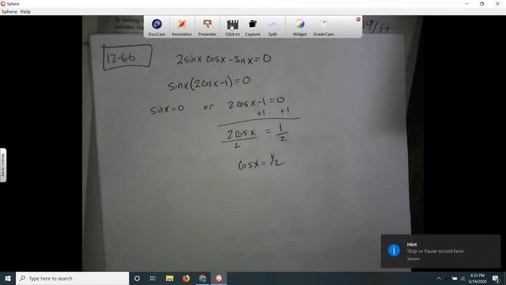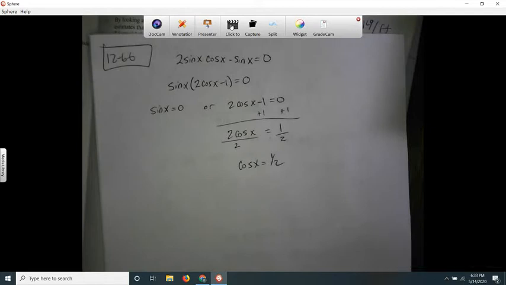Here's Integrated 3, 12-66. It says solve 2 sine x cosine x minus sine x equals 0 in the domain x is in between 0 and 2 pi. That domain part, all it means is that you don't have to write the 2 pi n on the end of it. You just solve it within the unit circle.